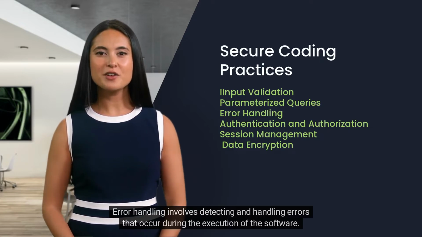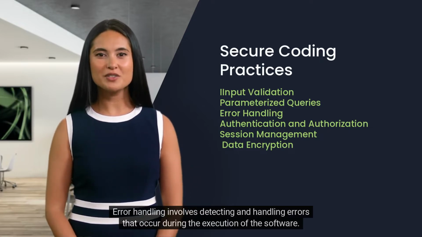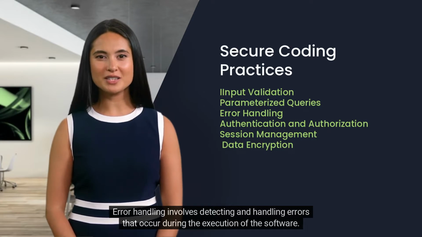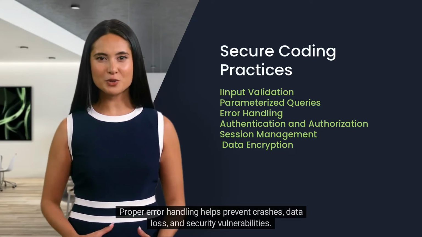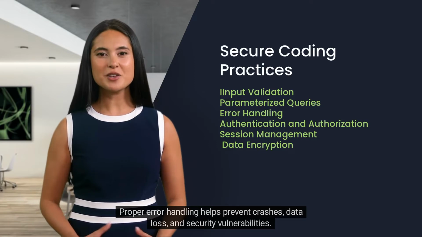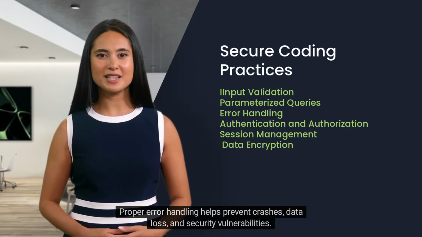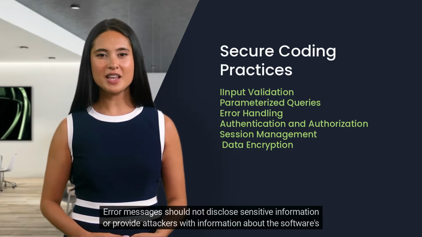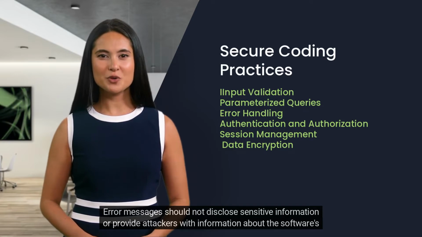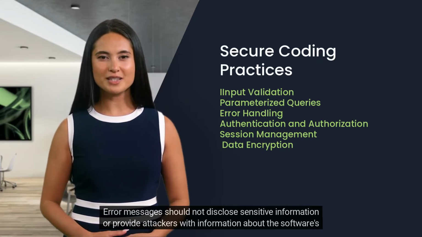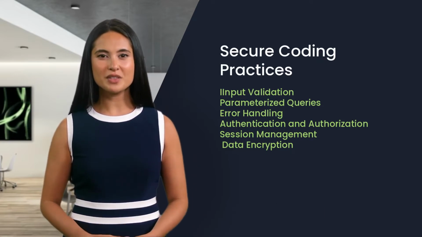Error handling is another essential secure coding practice that developers should follow. Error handling involves detecting and handling errors that occur during the execution of the software. Proper error handling helps prevent crashes, data loss, and security vulnerabilities. Error messages should not disclose sensitive information or provide attackers with information about the software's structure and logic.